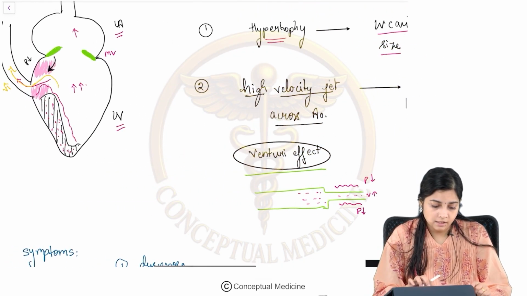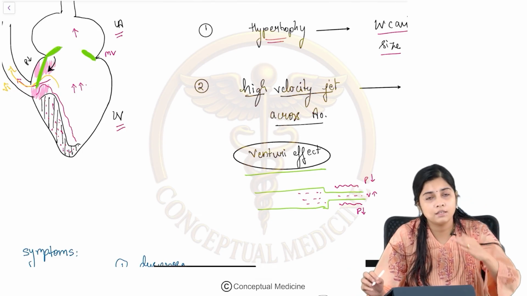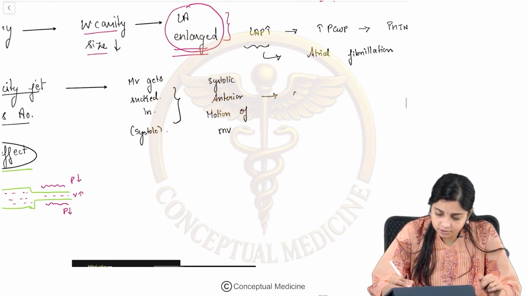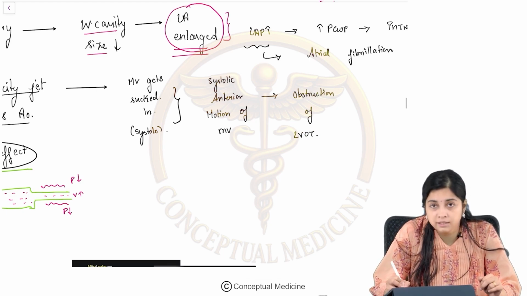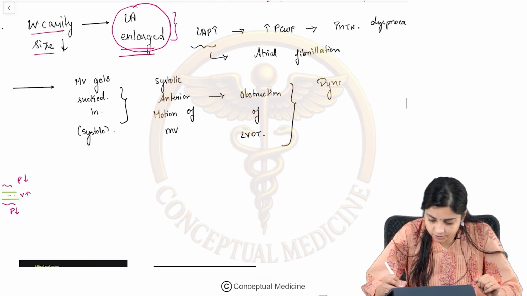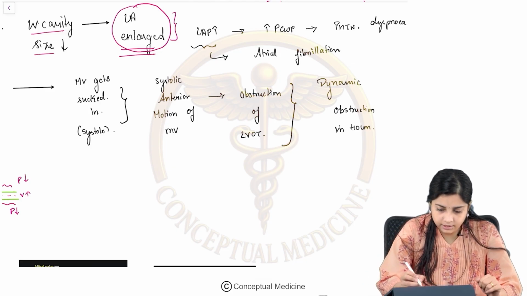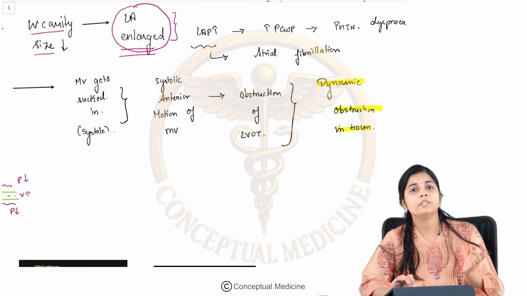And what happens when the mitral valve gets sucked in? This mitral valve goes and obstructs here again. It obstructs the LVOT. This causes obstruction of the left ventricular outflow tract. And this is what we call the dynamic obstruction in HOCM. Why is it dynamic? Because this happens only during systole.